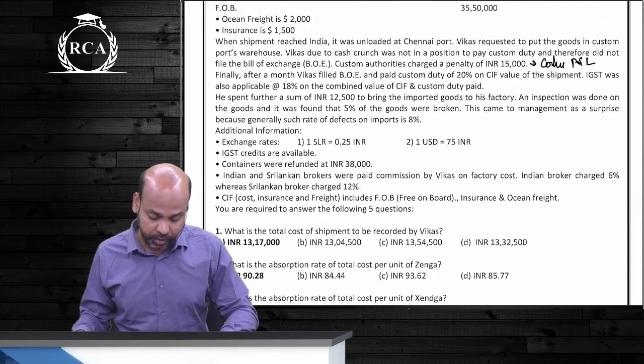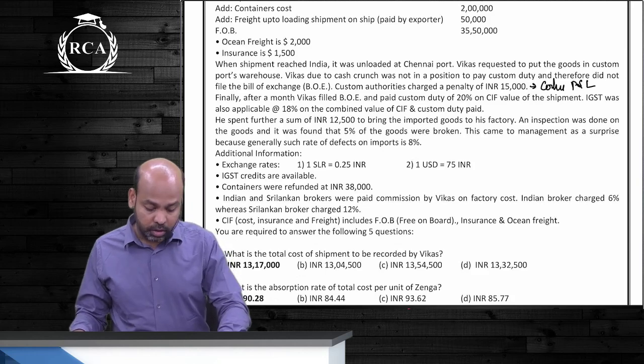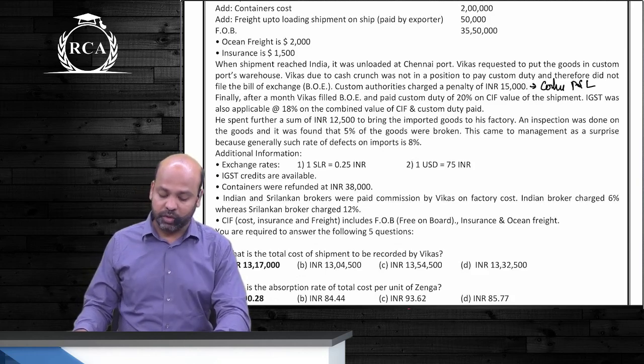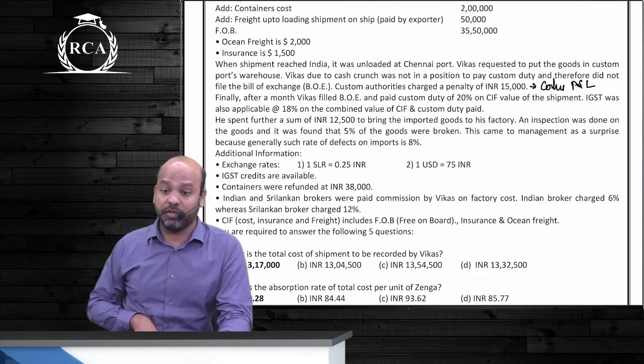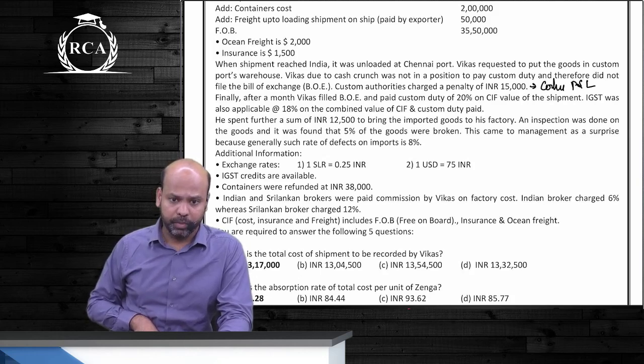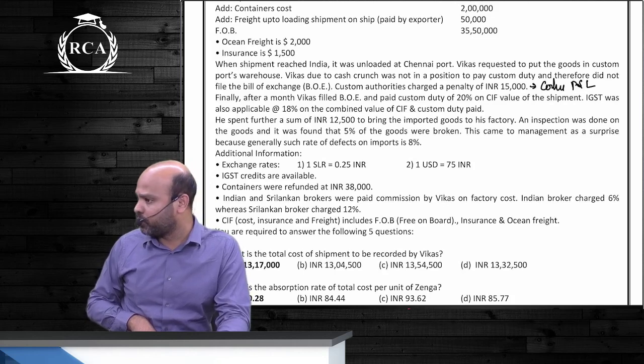Correct, guys? Next, beta. We further spent a sum of rupees 12,500 to bring the imported goods to his factory. This is the amount of transportation cost that we are incurring here in India. Is this an expenditure directly attributable to the inventory? Yes or no, guys? What will you do with this, beta?